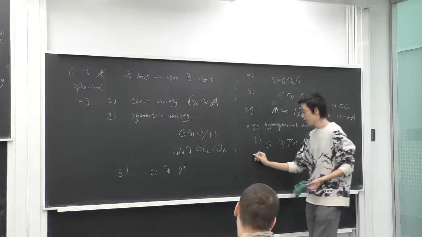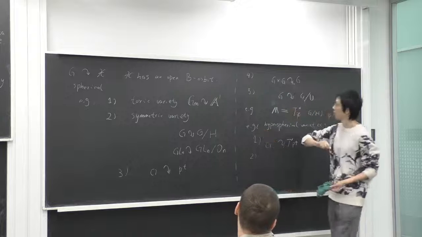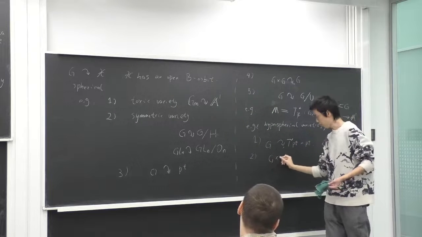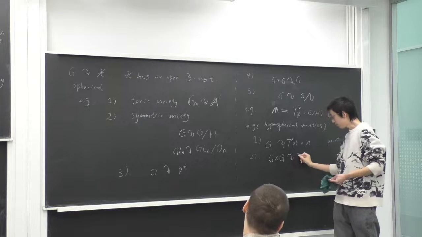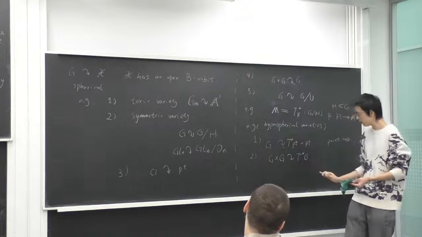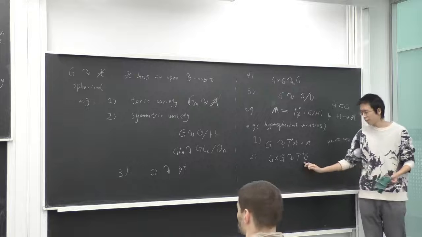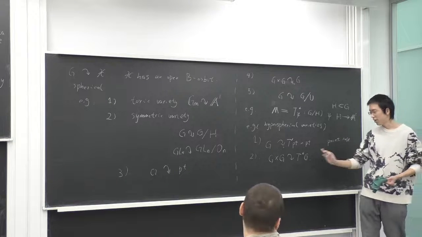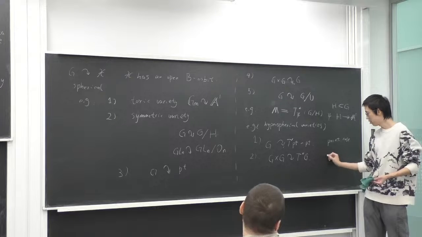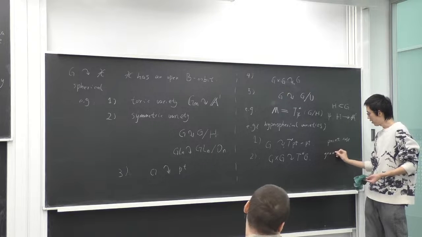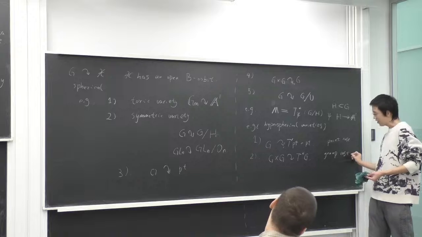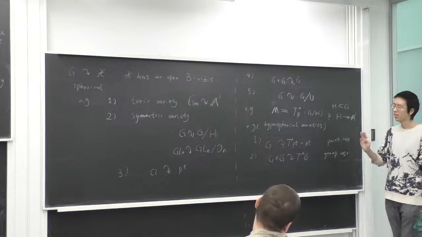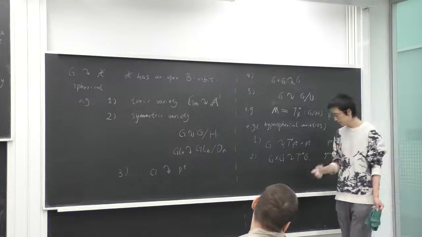And also you can consider this one, the fourth example above. You have an action of G times G on T star G. This way, you get a hyperspherical variety for G times G. And we call it the group case. This group case is a case of a relative Langlands problem, which is closely related to the geometric Langlands problem.